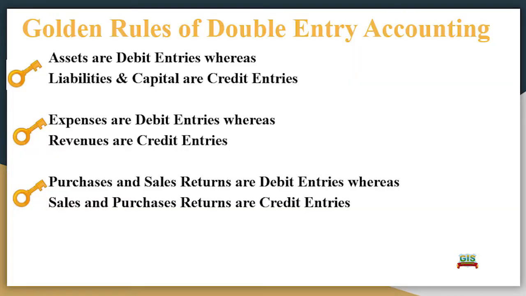Golden rule number 3, purchases and sales returns are debit entries, whereas sales and purchases returns are credit entries. I want you to take a moment and think about this, given your prior knowledge as to what these 4 terms mean. Purchases, sales returns, sales and purchases returns. Take a moment and process it, sink it in.